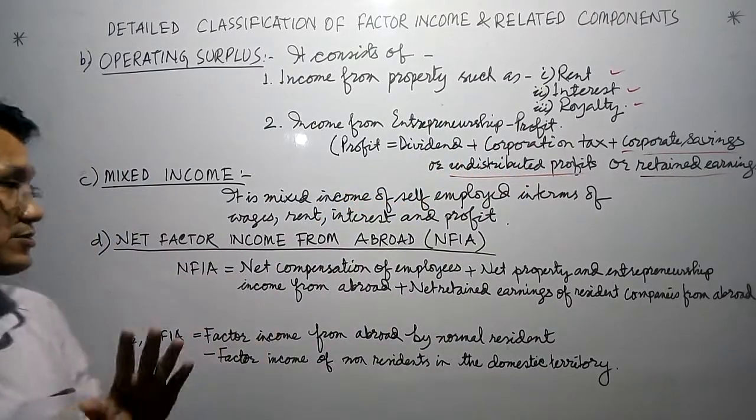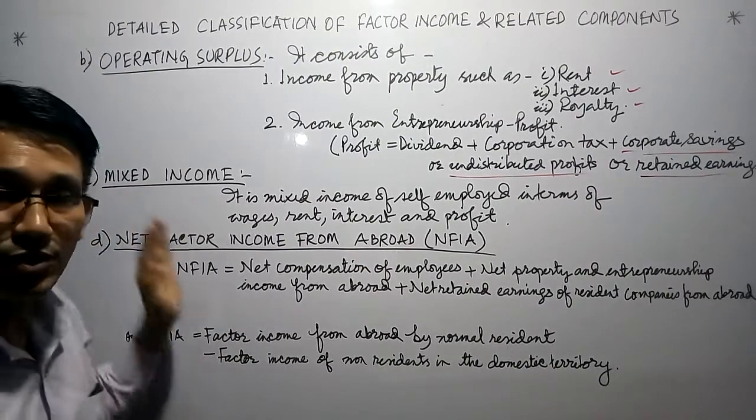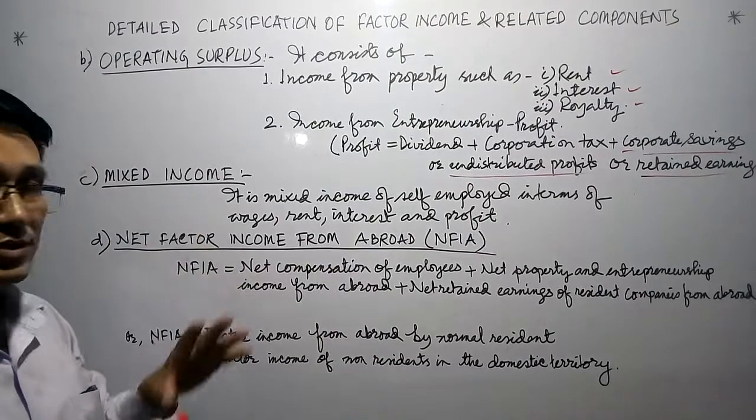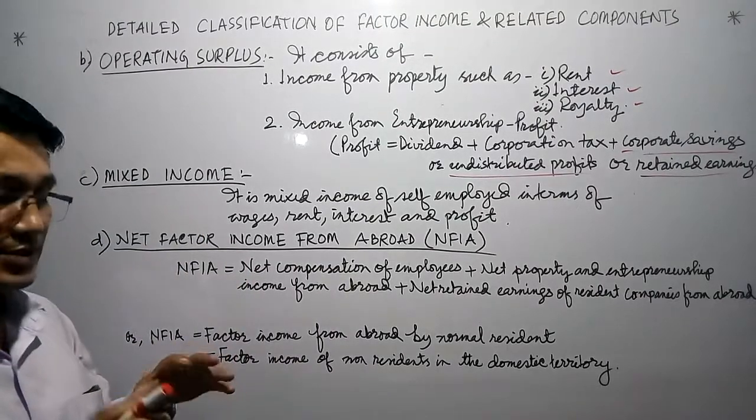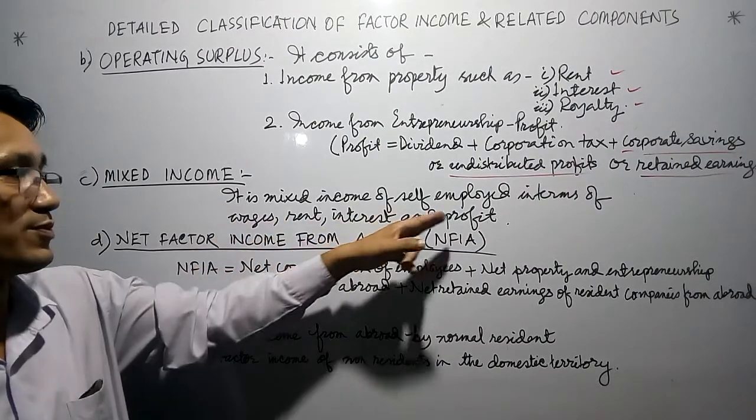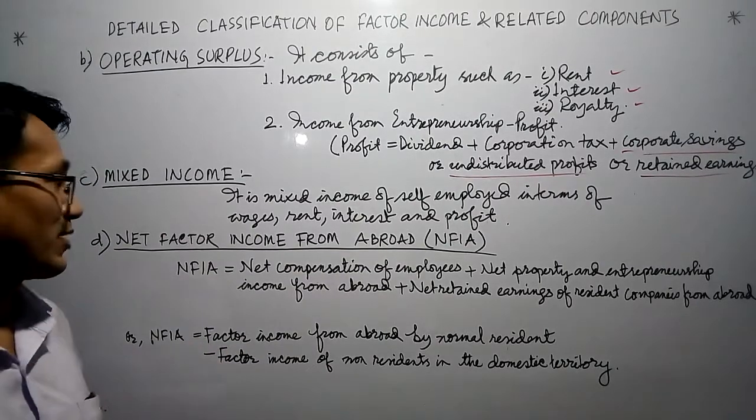Then the next component is mixed income. Mixed income is nothing but the mixed income of the self-employed persons. The self-employed person will get payment in the form of wages, rent, interest and profit, because everything is owned and managed by the person himself.